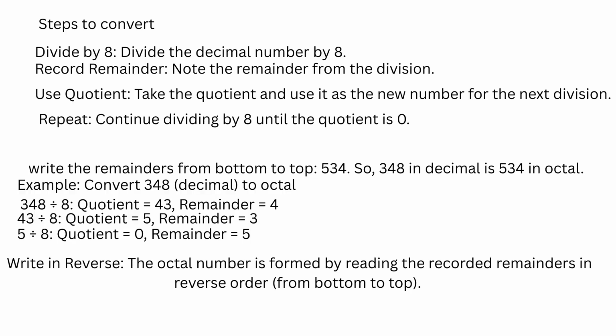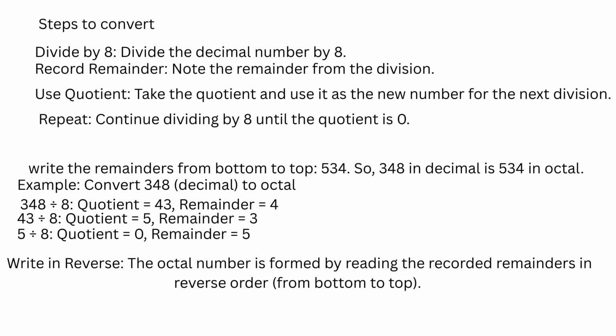Steps to convert. Divide by 8. Divide the decimal number by 8. Record remainder. Note the remainder from the division. Use quotient. Take the quotient and use it as the new number for the next division. Repeat. Continue dividing by 8 until the quotient is 0. Write the remainders from bottom to top. So 348 in decimal is 534 in octal.